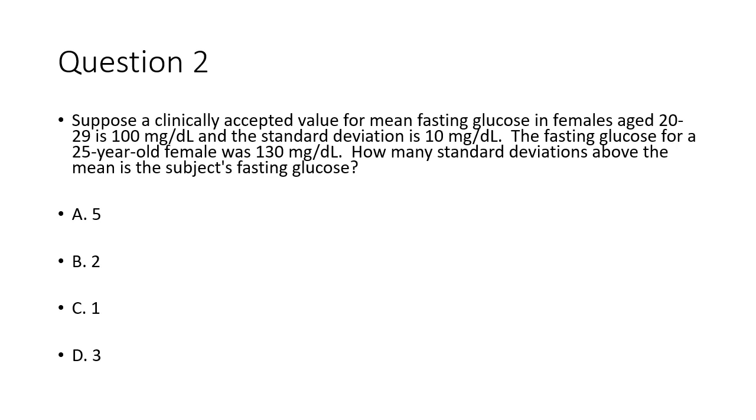Next question. Suppose a clinically accepted value for a mean fasting glucose in females aged 20 to 29 is 100 milligrams per deciliter, and the standard deviation is 10 milligrams per deciliter. The fasting glucose for a 25-year-old female was 130 milligrams per deciliter. How many standard deviations above the mean is the subject's fasting glucose? Is it answer A, 5, B, 2, C, 1, or D, 3?